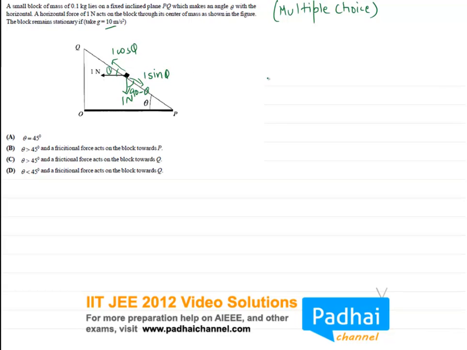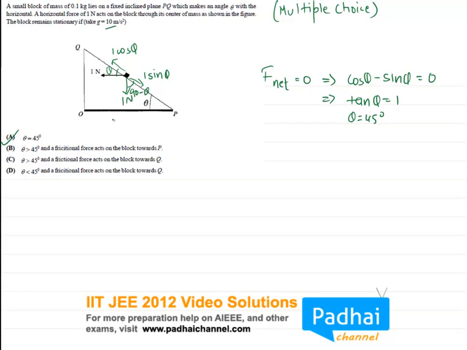Now for it to remain in equilibrium, F net should be equal to 0. That means 1 cos theta minus 1 sin theta should be equal to 0. Cos theta minus sin theta should be equal to 0. That means tan theta equals 1, right? If we divide both sides by cos theta, we get tan theta equal to 1. That means theta should be equal to 45 degrees. That means option A is correct, right?